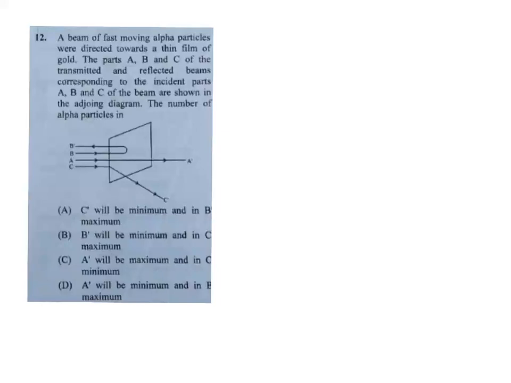Look at the 12th problem. A beam of fast moving alpha particles were directed towards a thin film of gold. The parts A, B and C of the transmitted and reflected beams corresponding to the incident parts A, B and C of the beam are shown in the figure. The number of alpha particles in... where it is minimum and where it is maximum is the question.